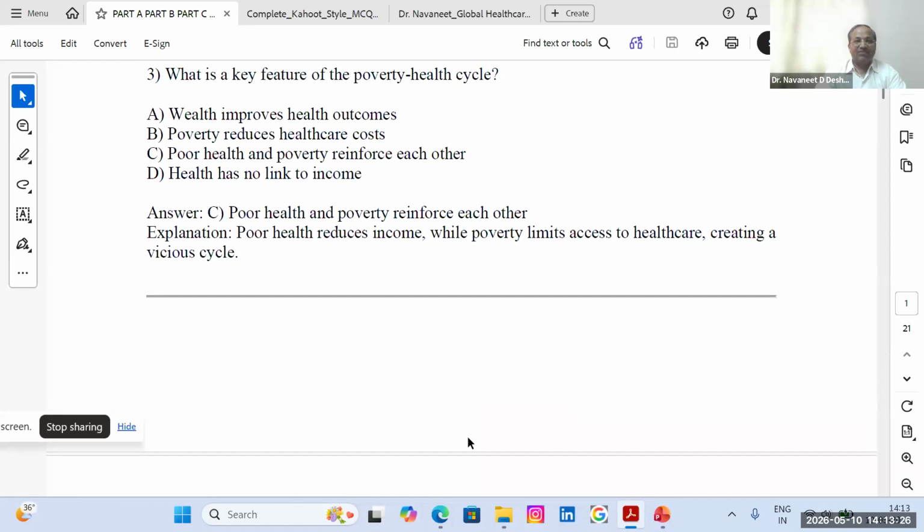Third question, what is a key feature of the poverty health cycle? A, wealth improves the health outcomes. B, poverty reduces the healthcare costs. C, poor health and poverty reinforce each other. And health has no link to income is the last option. The correct answer is poor health and poverty reinforce each other, because poor health reduces the income while poverty limits access to healthcare, creating a vicious cycle.